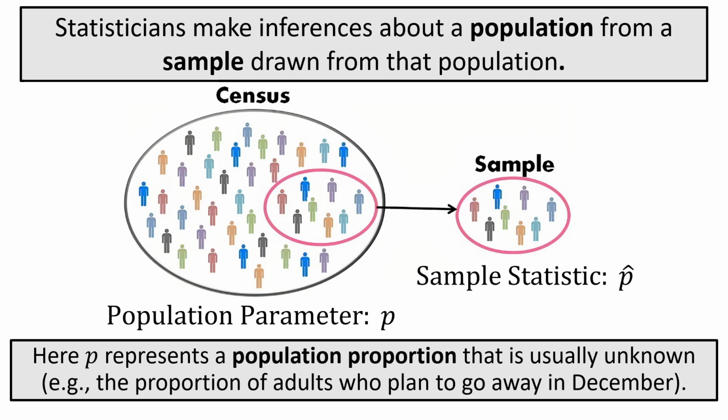So what's the objective when we take our sample? We want our sample to be representative of the population so that we can be fairly sure that our sample statistic P hat is something close to the population parameter P.